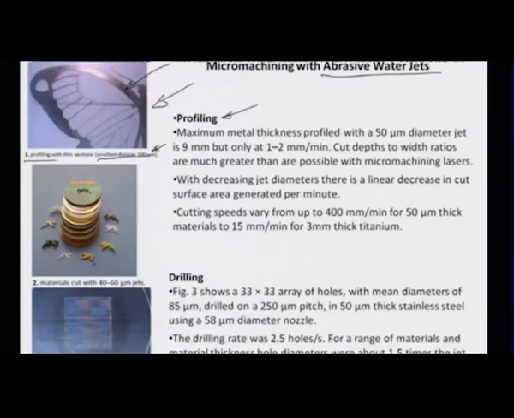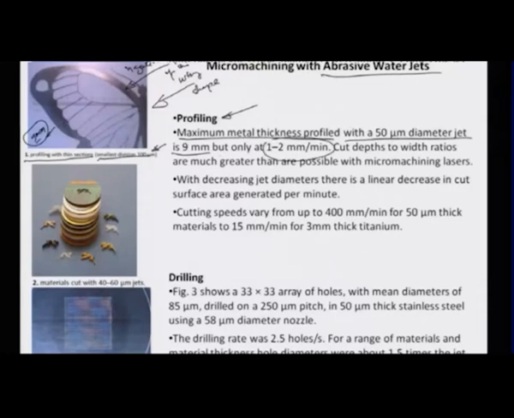So you can really profile very thin sections with a mask which is exactly the negative replica of the wing shape. So here the maximum metal thickness profiled with a 50 micrometer diameter jet is about 9 mm. So it's quite thick actually. This sheet is about 9 mm in thickness, and the typical cutting rates which are hit upon in this particular case is about 1 to 2 millimeters per minute.